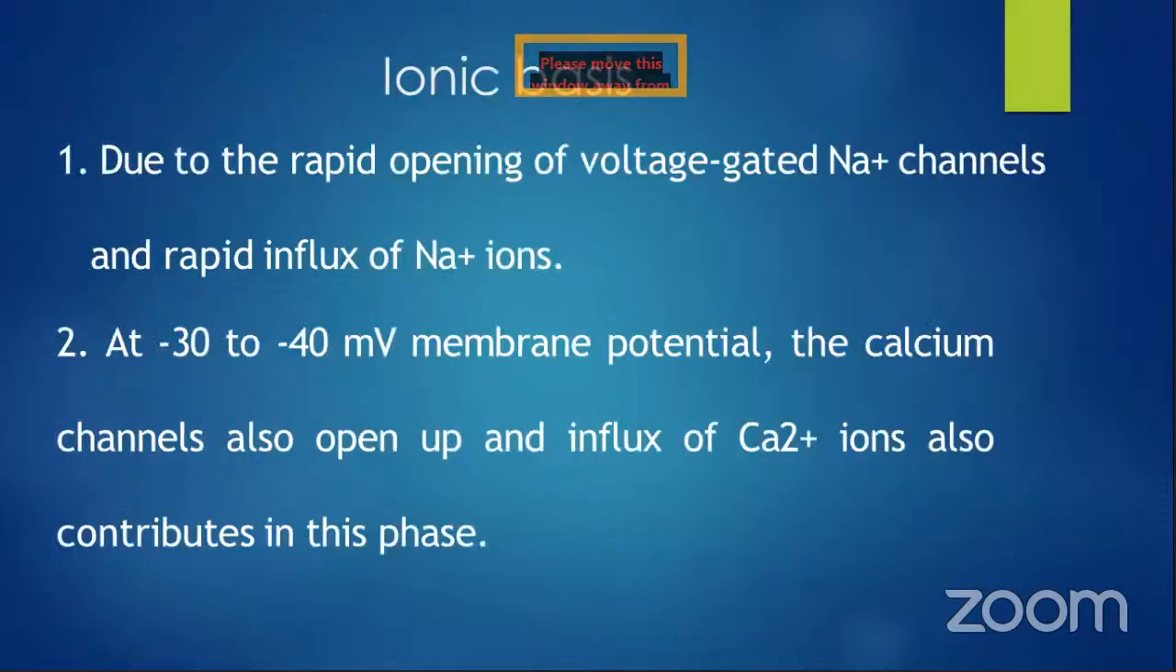Now, what is the ionic basis behind this phase? There are two things happening. First, there is rapid opening of voltage gated sodium channels, and there will be rapid influx of sodium ions. Voltage gated sodium channels get opened and sodium enters the cardiac muscle fiber. That is the first thing. After the opening of the sodium channels, when the membrane potential reaches the level of minus 30 to minus 40 millivolts, then the calcium channels open up and there will be influx of calcium ions also.